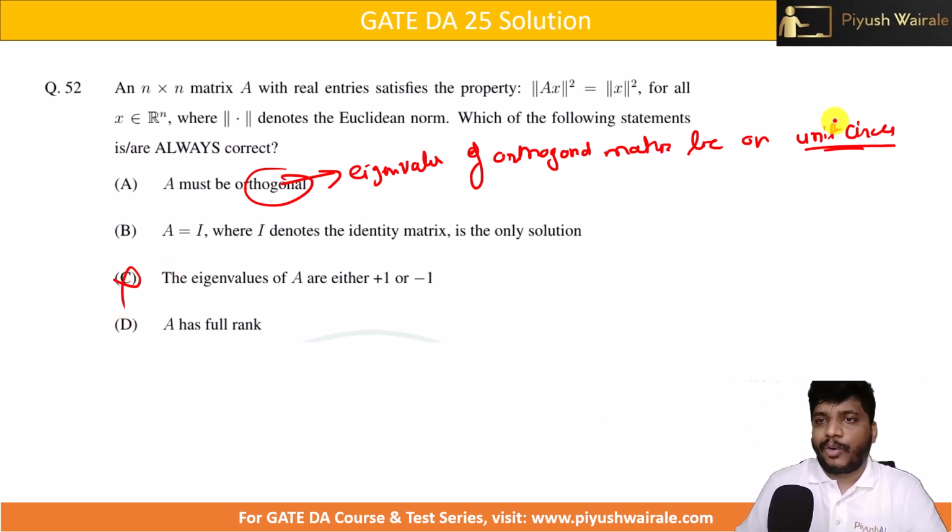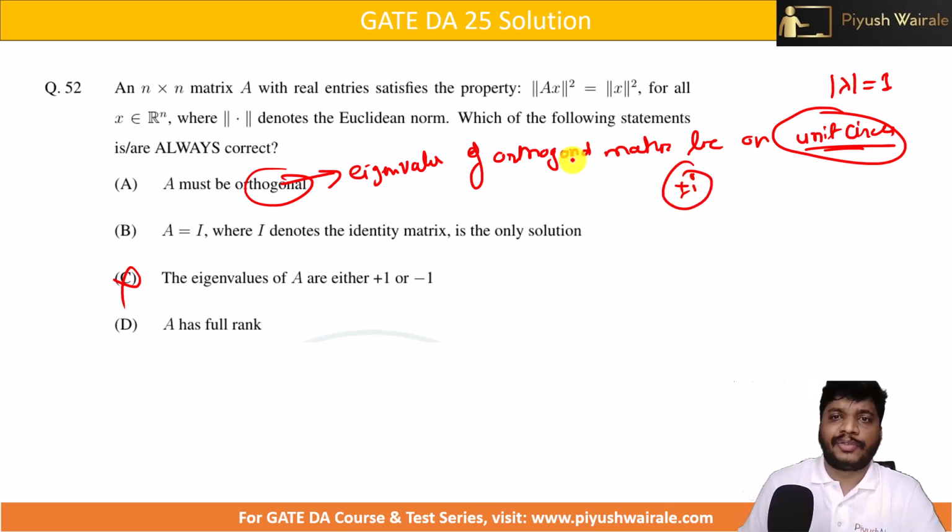And if you see what I mean by unit circle, mod of lambda is equal to 1. It can be plus or minus i as well. If we talk about eigenvalues of orthogonal matrices lying on the unit circle, it can be plus or minus i as well. It can be a complex number here. So remember this important point. So option C is not correct. This will be correct only if we say that A is a symmetric matrix.